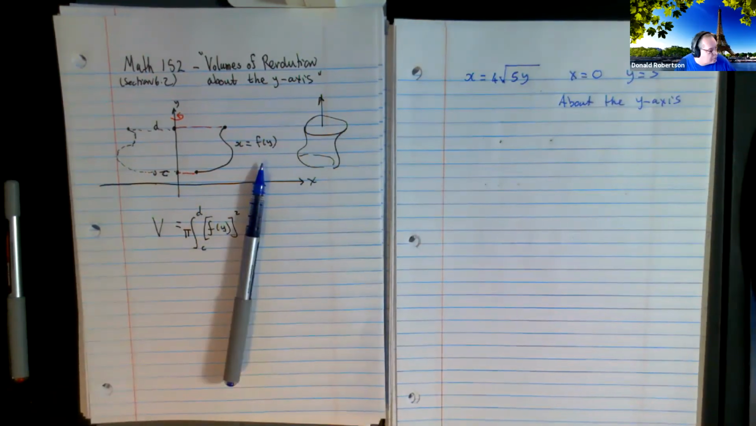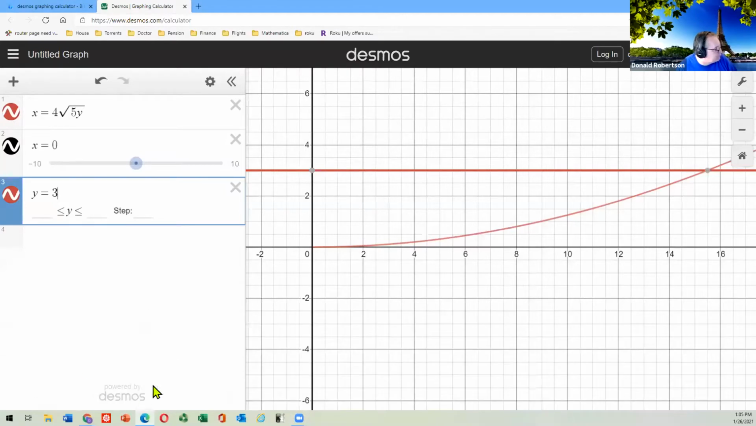Now, if you find it difficult to sketch functions that are like this one here, what we can do is use Desmos. So let me show you how that would work. x equals 4 square root of y gets you this fella. x equals 0 is this vertical line, and y equals 3 is this line. So the shape that we are rotating about the y-axis is this shape here.